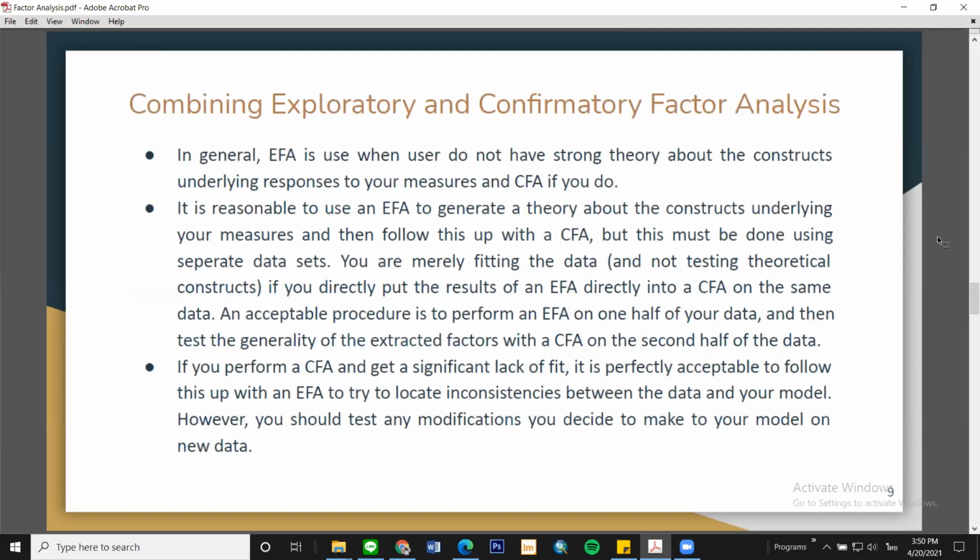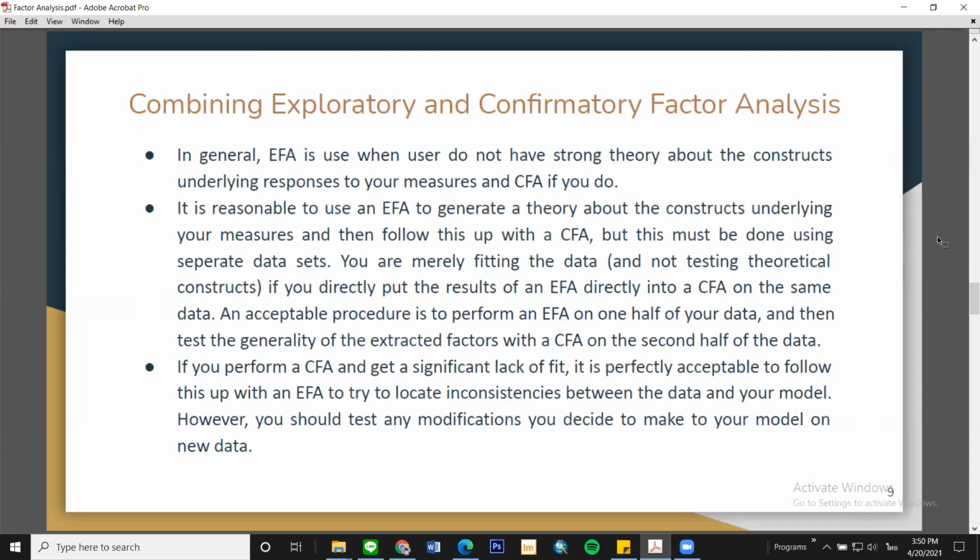Next. Okay. Let's start about the combination between exploratory and confirmatory factor analysis. Normally, we want to use EFA, it means exploratory factor analysis, if you don't have a strong theory about the construction underlying the response to your measure. And CFA, if you do.